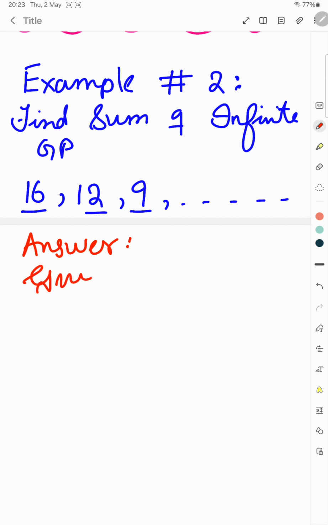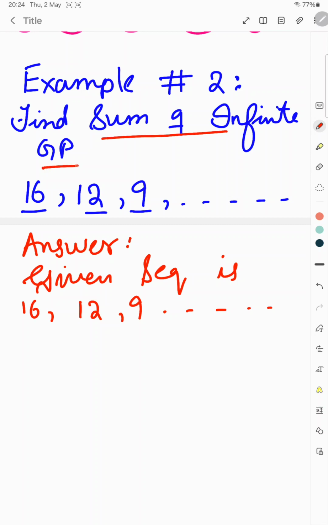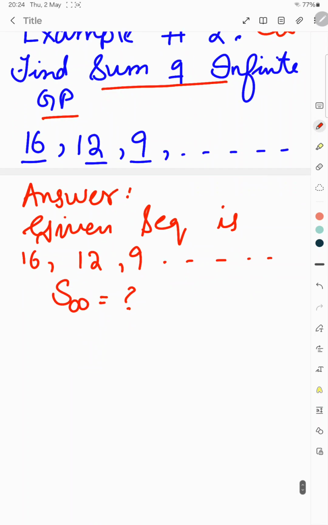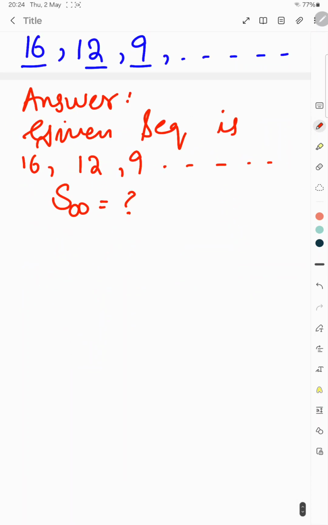As given, the sequence is 16, 12, 9 up to so on. And what I have to find here is the sum of infinite geometric progression, that is S infinity. I have to find S infinity. So for finding S infinity, first of all I will check the value of R, which is the ratio of the sequence. So for finding R, I will use the formula A2 divided by A1.